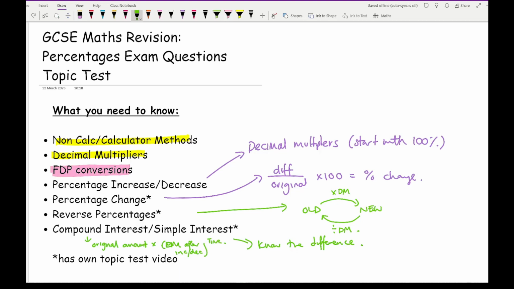With simple interest, that's basically calculating the interest amount on the first year and then multiplying that by the number of years that you're then having the simple interest for. So again, there is a difference between the two. Simple interest is where the interest amount is fixed and stays fixed. Compound interest is where the increase or decrease amount will increase or decrease respectively.